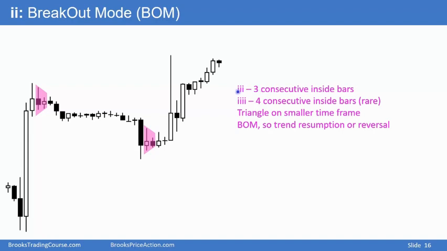As I said before, if you get 3 I's, 3 consecutive inside bars, and then you can get 4 consecutive inside bars. Doesn't matter, 2, 3, 4, it's all the same. They are triangles on smaller time frame charts, and they all represent breakout mode. And since we have a bull trend here, chances are the bull trend is going to resume. This is, to me, not a very good short below that II.